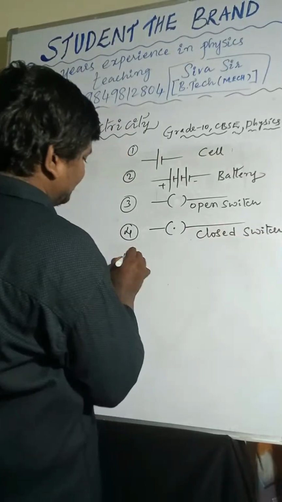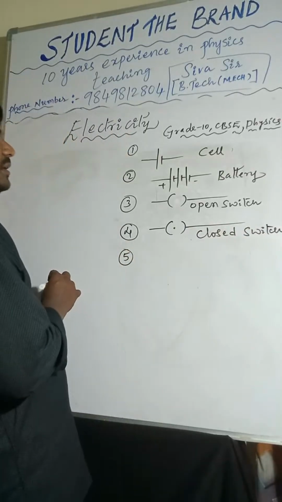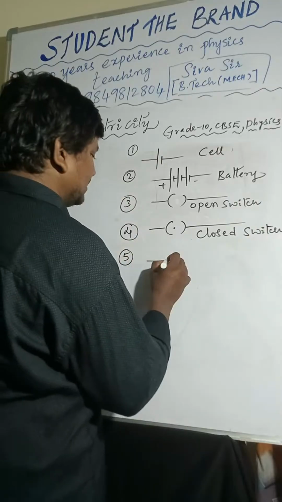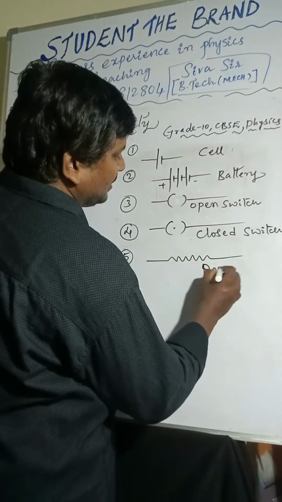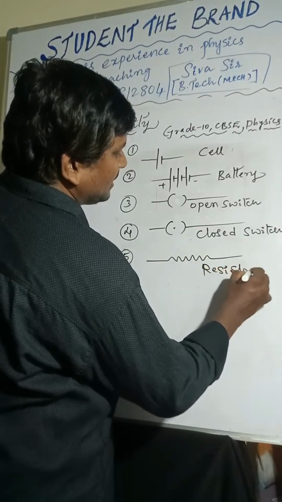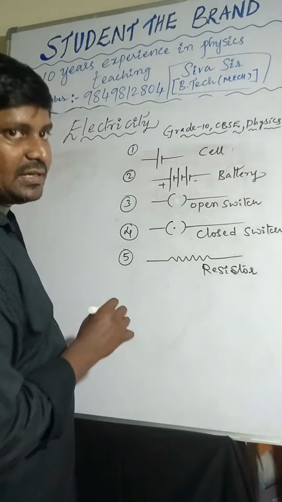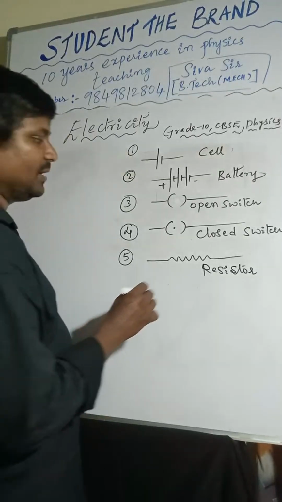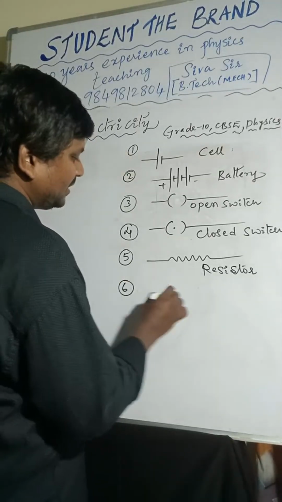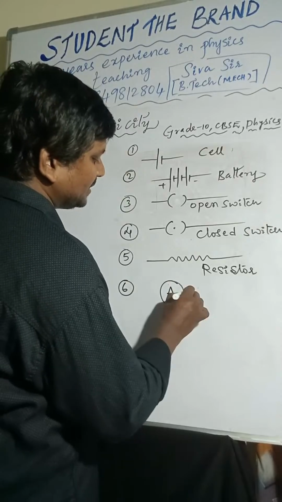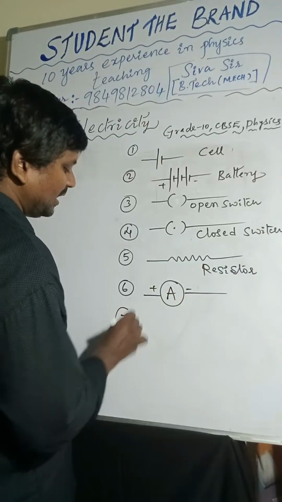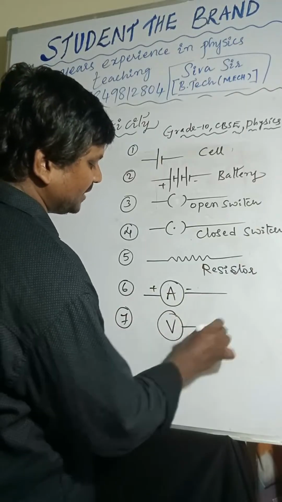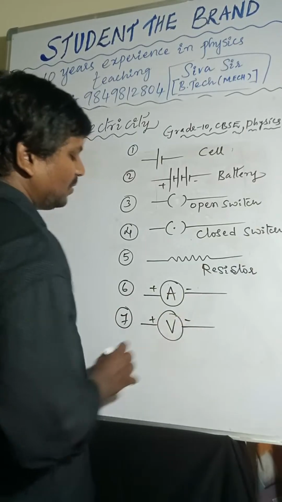And the fifth one is resistor. This is the resistor. The device which is used to oppose the electric current in the circuit is a resistor. Next, the sixth one is the ammeter. Ammeter is a device which measures electric current. And voltmeter is a device which measures the potential difference.